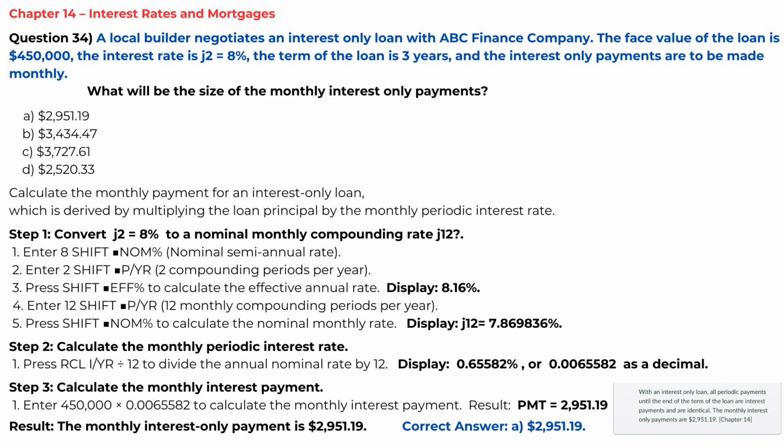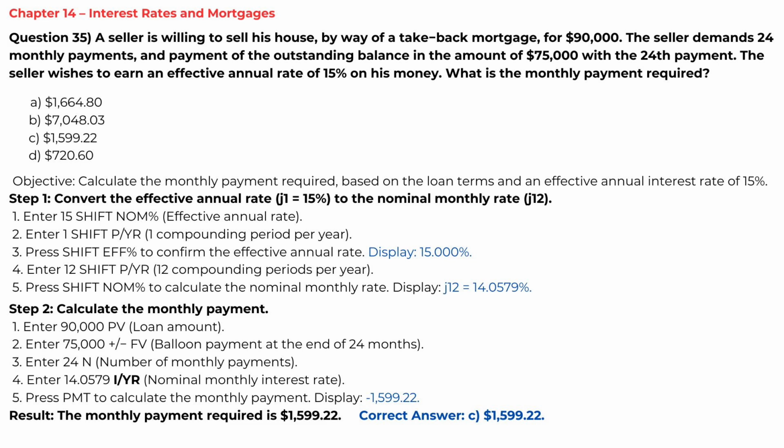Note: with an interest-only loan, all periodic payments until the end of the term of the loan are interest payments and are identical. The monthly interest-only payments are $2,951.19. Question 35. A seller is willing to sell his house by way of a take-back mortgage for $90,000. The seller demands 24 monthly payments and payment of the outstanding balance in the amount of $75,000 with the 24th payment. The seller wishes to earn an effective annual rate of 15% on his money. What is the monthly payment required?